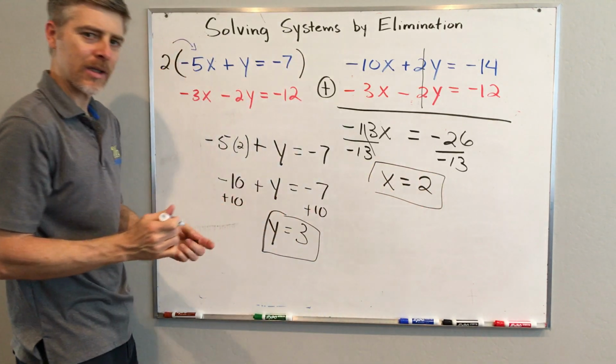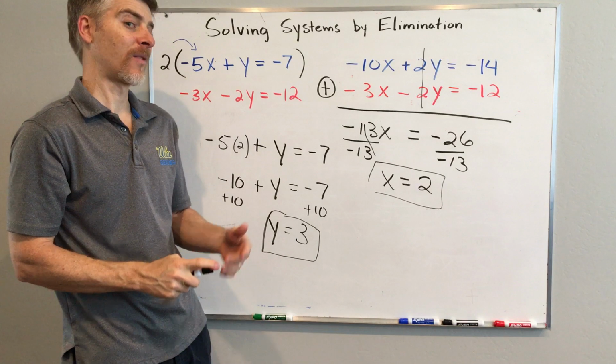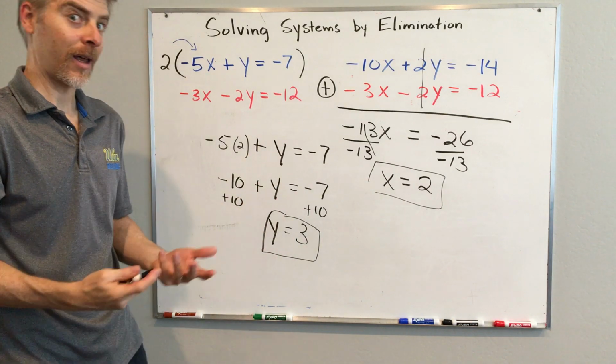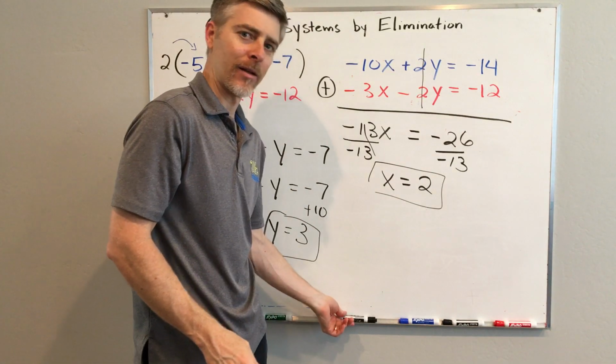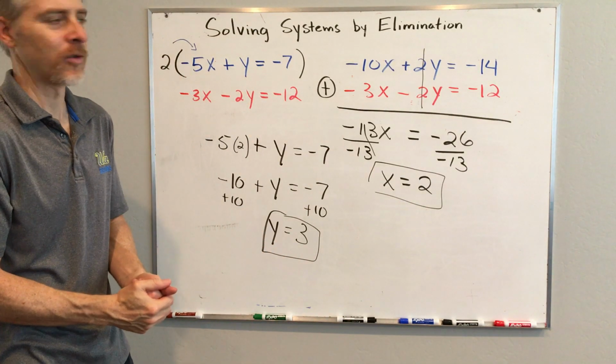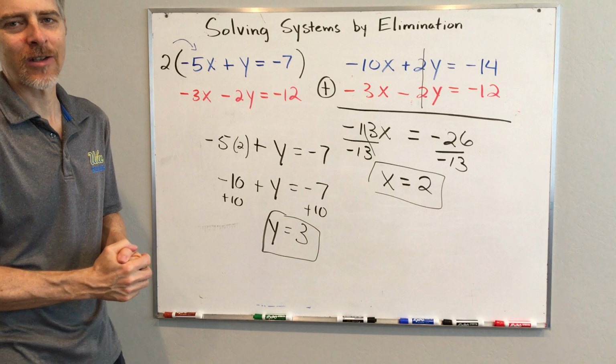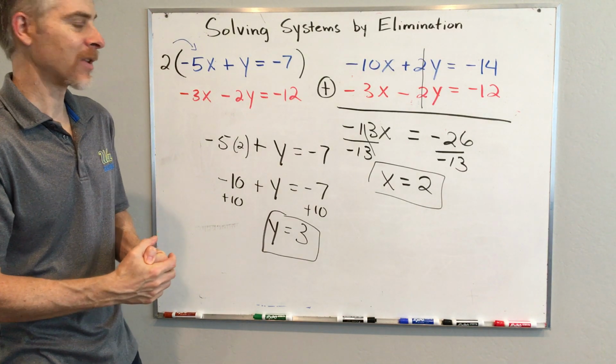Alright, so you can see all three methods give us the same answer. That has to happen. If they gave us different answers, they wouldn't be valid methods. We couldn't use each one. So you have three different ways to solve systems of equations now.